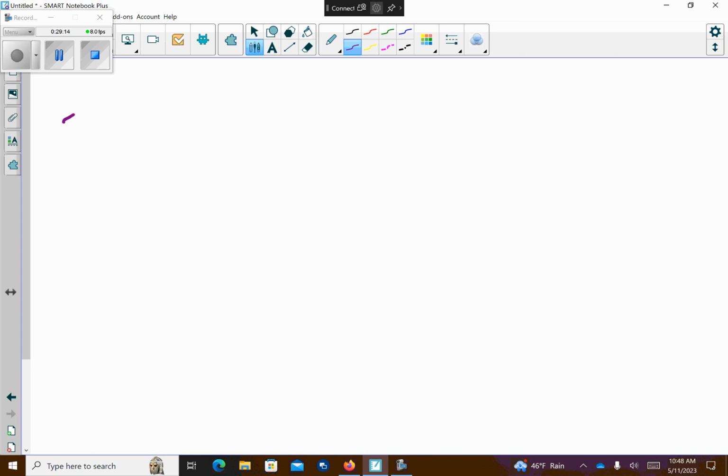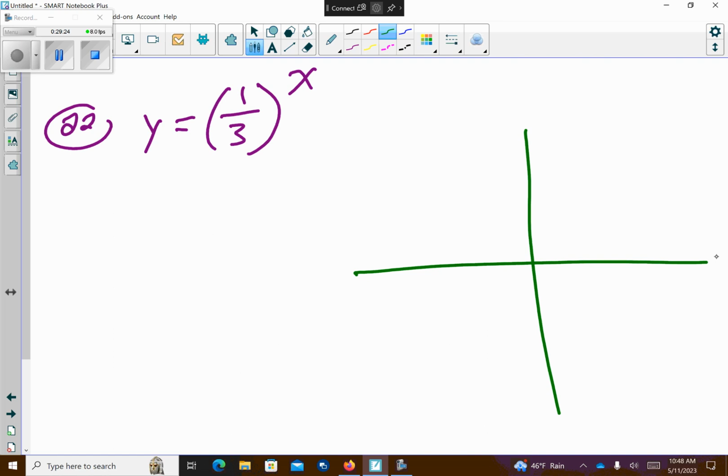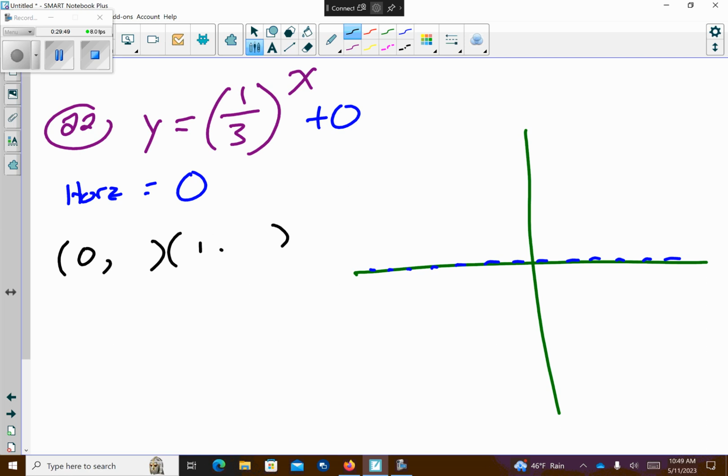All right, number 22. We have y equals 1/3 in parentheses raised to the x. I'm going to have my graph. Do I have a number added or subtracted? So I have to add a 0. So my horizontal asymptote, just put 0. I'm going to use what 2 points? 0 comma and 1 comma, right?